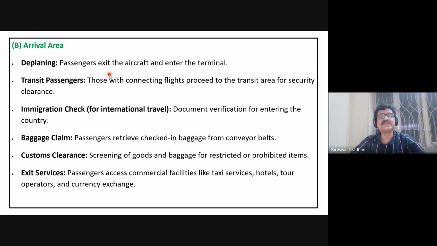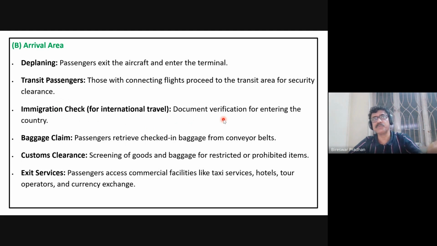De-planning: the passenger exits the aircraft and enters the terminal. Earlier, it was exiting the terminal and going to the aircraft; here the passenger exits the aircraft and enters the terminal. The transit passengers, those with a connecting flight, proceed to the transit area for security clearance. Again, immigration check for international travel, document verification for entering the country.